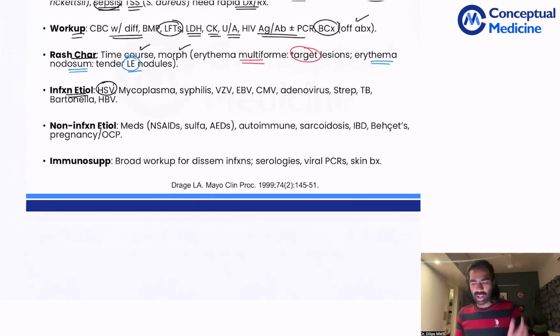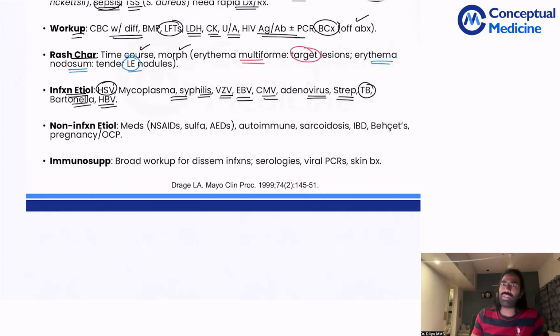It could also be due to some infectious etiology like herpes simplex virus, which causes a vesicular rash. Mycoplasma can produce a macular rash. Syphilis depends on the stage: primary syphilis presents with a chancre, and secondary syphilis presents with macular lesions everywhere in the body, especially the mucosal areas, palms and soles, and near the anus as well. Then varicella zoster virus presents with chickenpox, and there are Epstein-Barr virus, cytomegalovirus, adenovirus, streptococcus. Tuberculosis can present with erythema nodosum, as can Bartonella and hepatitis B virus. All these can present with rash during the prodromal phase. So we have a plethora of infectious causes.